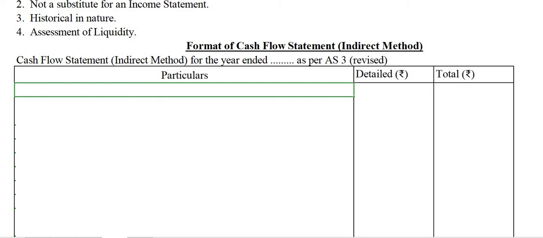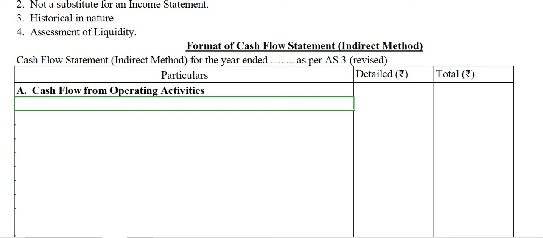Okay. So we have said that the cash flow statement analyzes the cash position or flow of cash in 3 different activities. So we have to write all these activities under 3 different heads. Let us start with the first heading. We can give point A, cash flow from operating activities. That means all the cash generated from normal business activities or cash used in normal business activities.